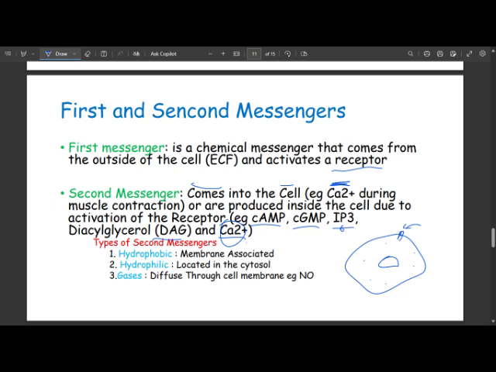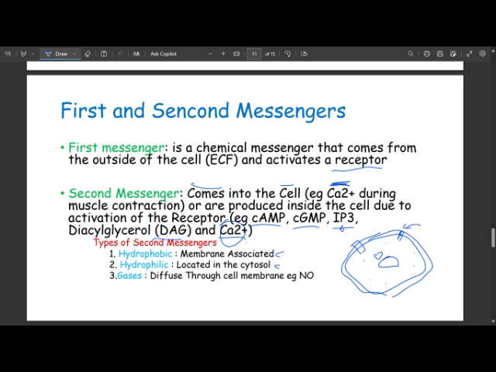Then those which are hydrophobic, we know that they don't mix with water, so they are membrane associated. We know that the lipid bilayer is made of lipids, so their receptors are there so that they can easily communicate in that manner. If their receptors were inside here, because they don't mix with a watery environment, because they're hydrophobic, it will be hard for them to bind to their receptors. Okay, so these are membrane associated.